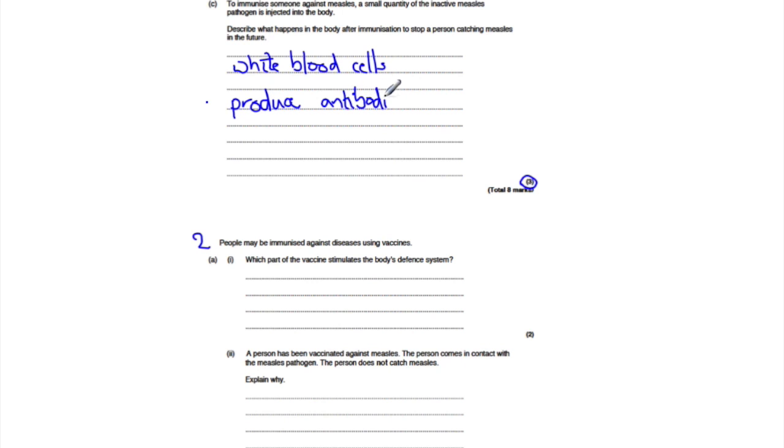Antibodies. Okay, not antigens, not antitoxins, not antibiotics. It is antibodies that they produce. And for your third mark, you need to say if that person gets reinfected or exposed to that disease for a second time, then the antibodies are produced very quickly, and it is that quick response that results in the disease being fought off incredibly quickly.